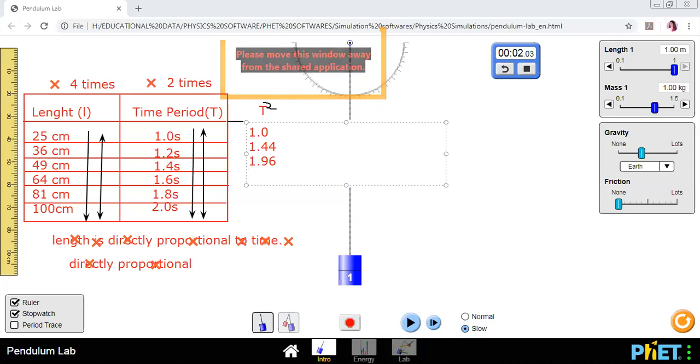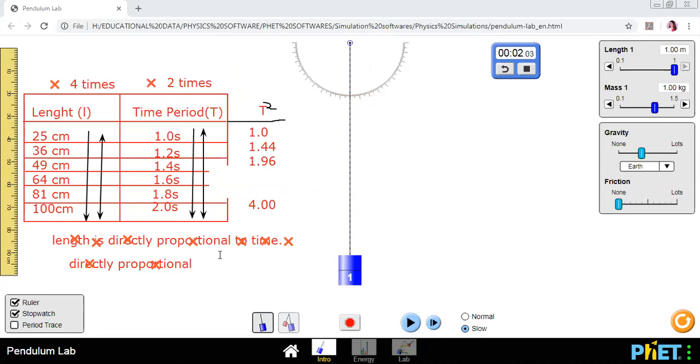What's the square of 1.6? 2.56, I think, please check it. 2.56. What's the square of 1.8? 3.24. And what's the square of 2? The square of 2 is 4. Clear now?